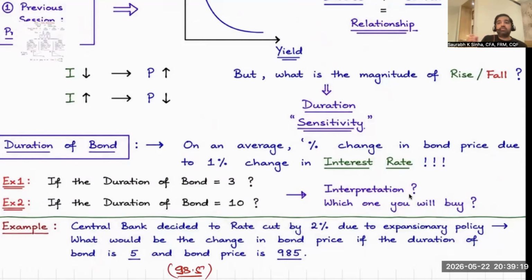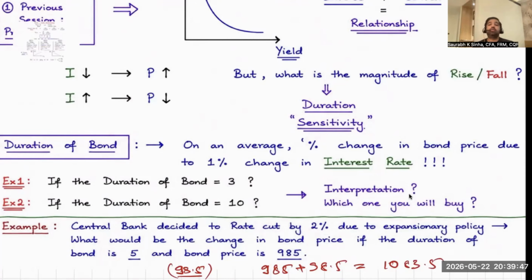The bond price will change by 98.5 in opposite direction of the change of the interest rate, and the interest rate is going to fall. So it will rise and the final price is going to be 985 plus 98.5. And this is approximate. And the final value, if you sum it, will be 1083.5.